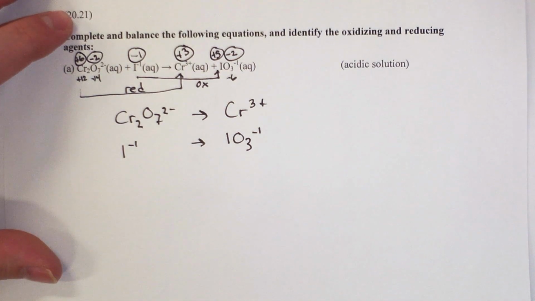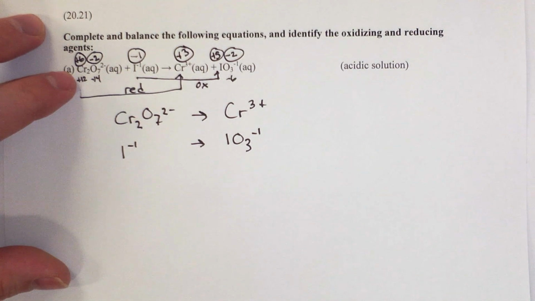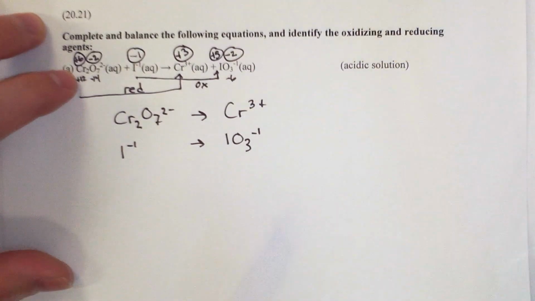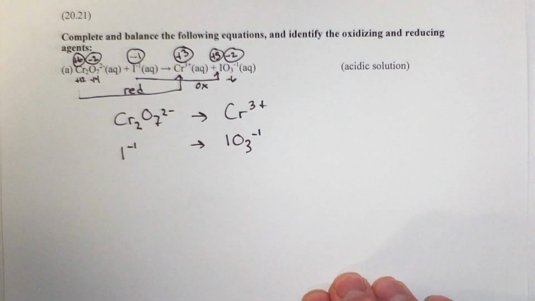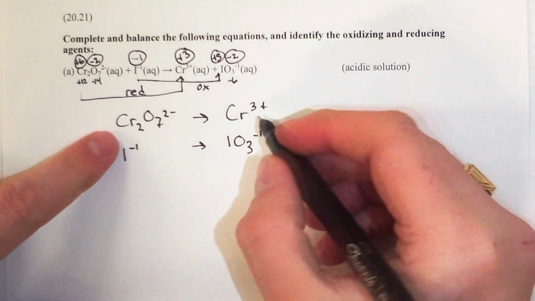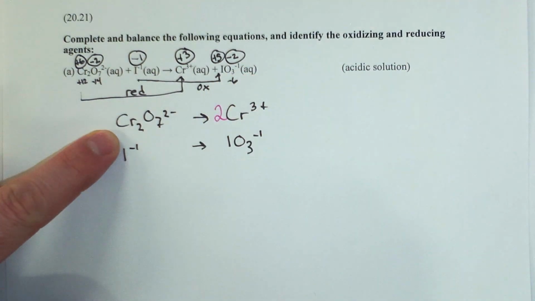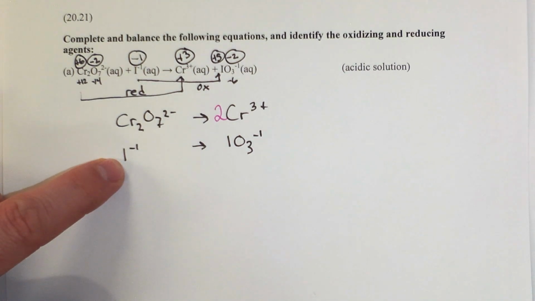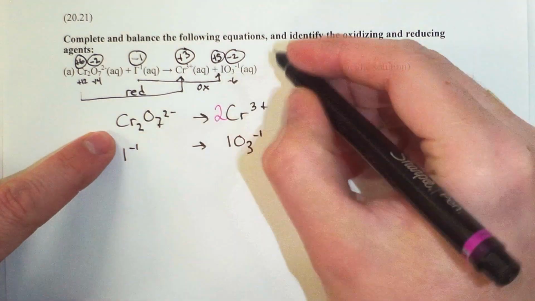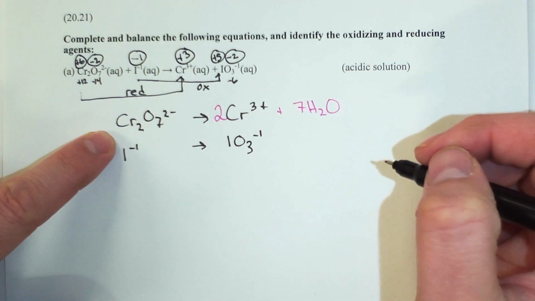So the first step is to balance anything that is not hydrogen or oxygen. Chromium has 1 here and 2 here, so I'll put a 2 out in front. Iodine has 1 and 1, so we are good. The next thing we'll do is balance the oxygens using water. So I have 7 oxygens here, so plus 7 water, because each water has 1 oxygen in it.